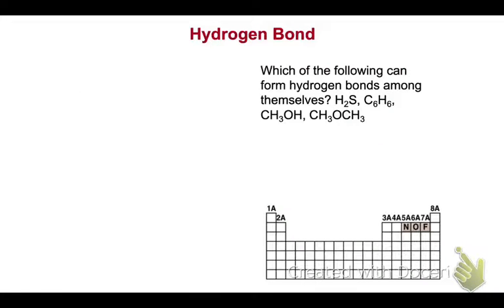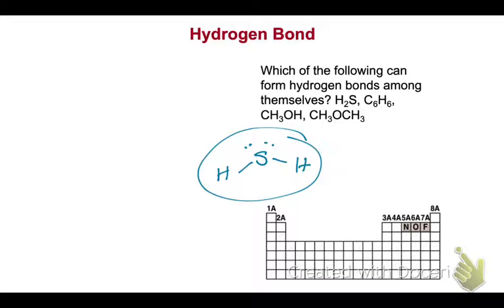Okay? Now, which of the following can form hydrogen bonds among themselves? Let's examine this question together. H2S. Now, H2S, this is the molecule here. Can it form hydrogen bonding with each other? Well, the condition is the hydrogen has to be covalently bonded to one of these three atoms. So the answer is no.